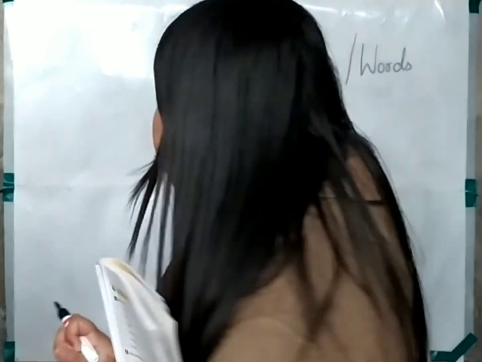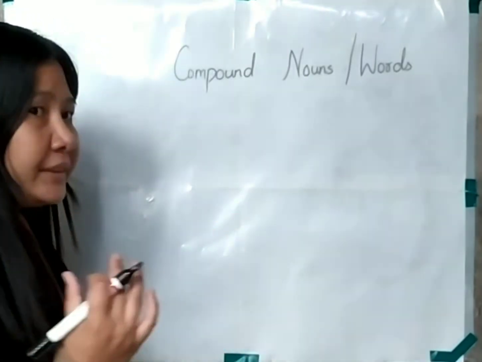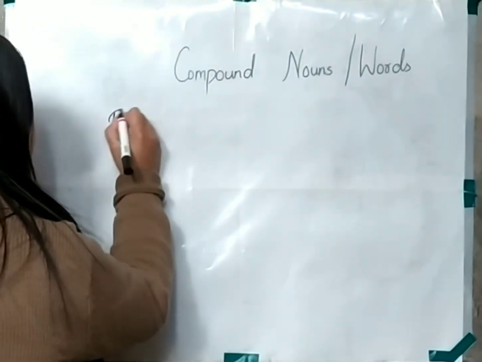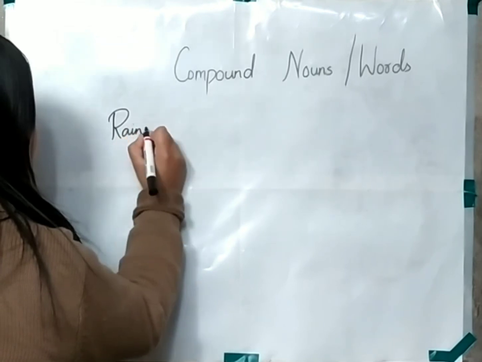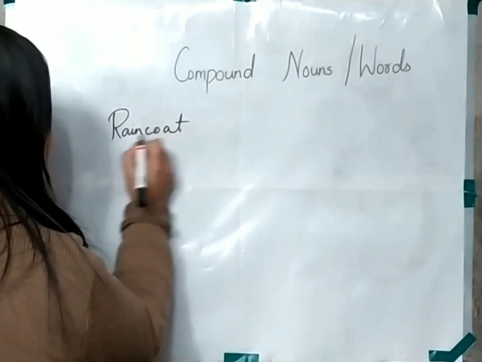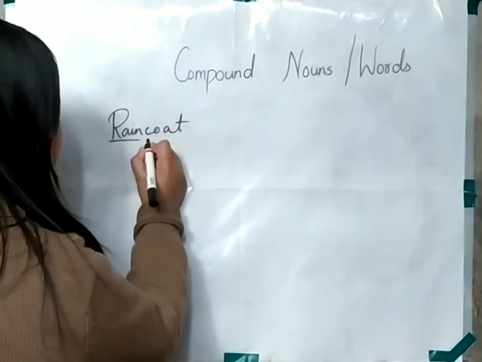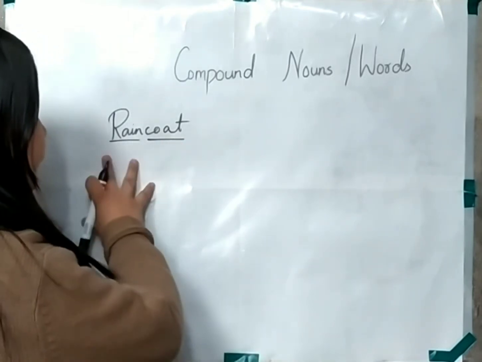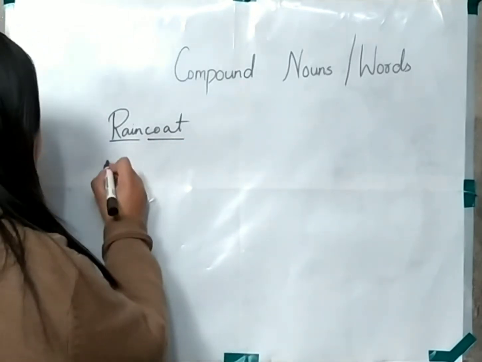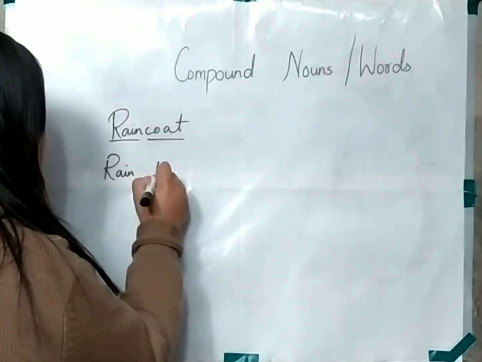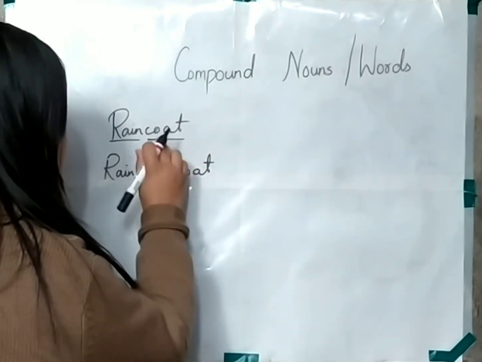So you can see over here, compound nouns are nouns made up of two or more words. So you need to remember that compound nouns are made up of what? They are made up of two or more words. Let me give you one example. Now, the rainy season is approaching. So what do we use during the rainy season? We all use a raincoat. Over here you can see rain and coat. So we are using two different words, and these two words are being combined, that is rain plus coat. So when we combine rain and coat, we are forming this word raincoat.